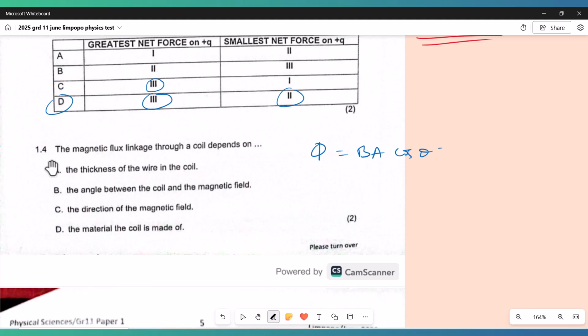So they say it depends on the thickness of the wire in the coil. That's not correct, there's no thickness here. Then the angle between the coil and magnetic field. That's what we see as cos of theta here. And then the direction of the magnetic field, we don't have it here. Then the material the coil is made of, we don't have it here. So the answer is going to be B, the angle between the coil and magnetic field, which is cos of theta. So the answer is B.